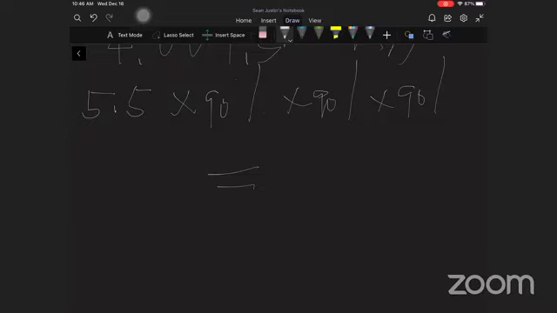How much is this? 5.5 million, 5,500,000 times 90% times 90% times 90%. That's 409,500. Okay, this is how you compute it, a shortcut. Okay, that's the third year.